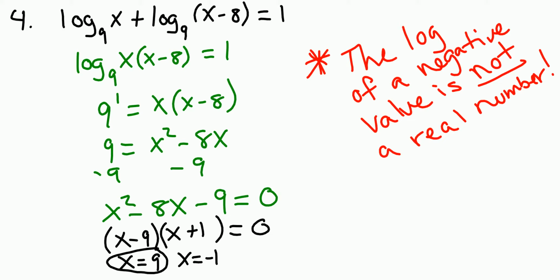Okay, the log of a negative value is not a real number. Right? So your answer x can be a negative number. However, when you plug the value in for x, if it's still negative, like up here, if I plug in negative 1, I'm still taking the log of a negative, so that can't be the answer.